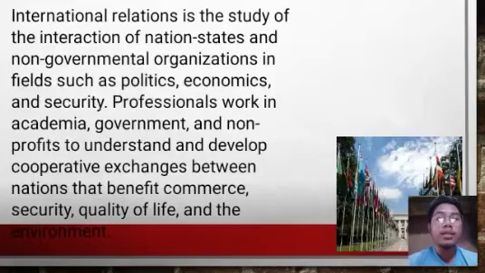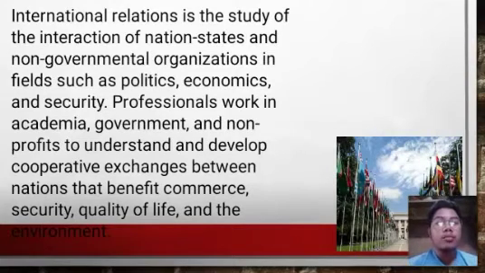So what is international relations? International relations is the study of the interaction of nation-states and non-governmental organizations in fields such as politics, economics, and security. Professionals work in academia, government, and non-profits to understand and develop cooperative exchange between nations that benefits commerce, security, quality of life, and environment.